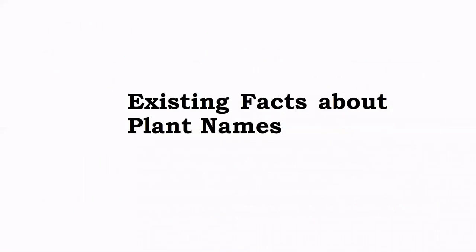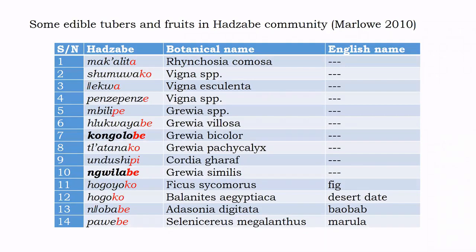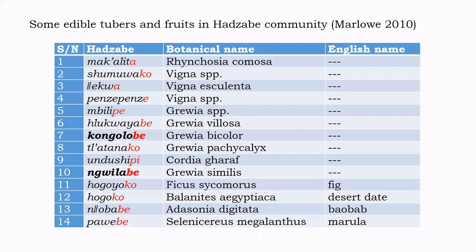Yeah, I think now I can begin presenting data. But we cannot present our data without looking into the names of plants as they exist in the literature. And it is Frank Mallow and Dawood Peterson who have provided us with a good list of names. In the second slide, I have these names from Frank Mallow. This is table 5.1 in his book.